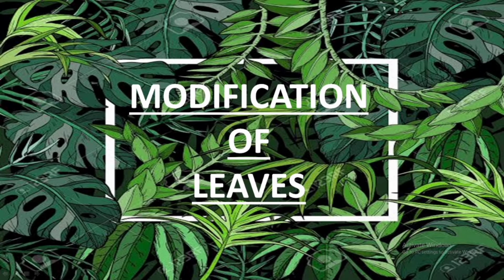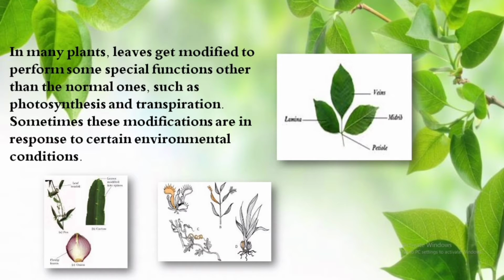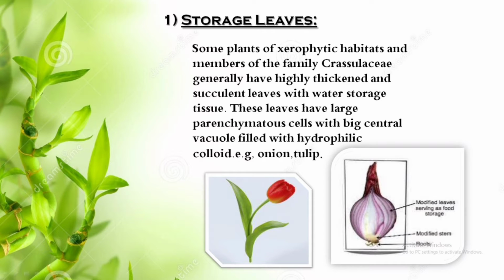Modification of leaves. In many plants, leaves get modified to perform some special functions other than the normal ones, such as photosynthesis and transpiration. Sometimes these modifications are in response to certain environmental conditions. Storage leaves. Some plants of xerophytic habitats and members of the family Crassulaceae generally have highly thickened and succulent leaves with water storage tissues. Examples are onion and tulip.